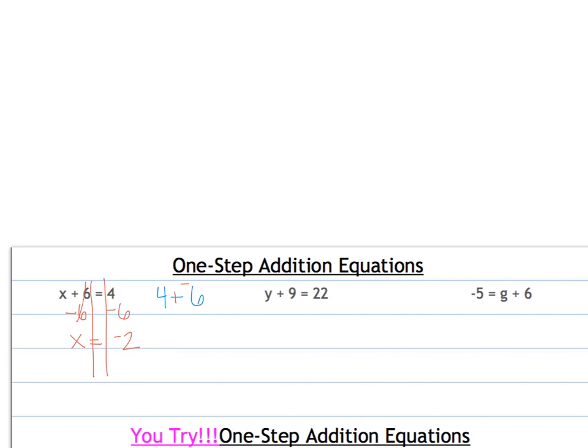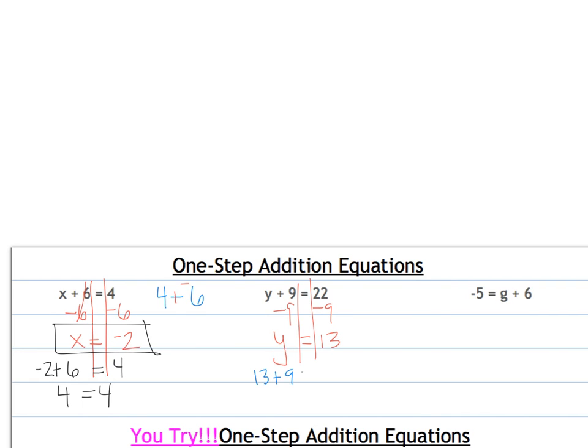Important to check my solution. Negative 2 plus 6 should equal 4. More positives than negatives. Since it works, my solution is correct. Train tracks. Inverse of adding 9 is subtracting 9. y should equal 13. Check it.